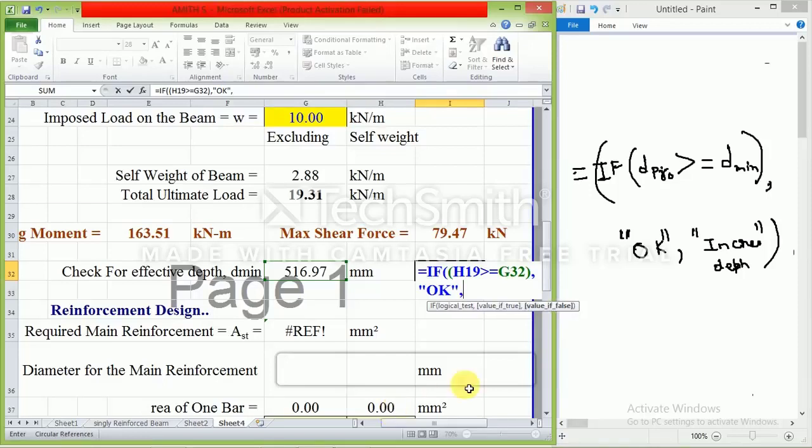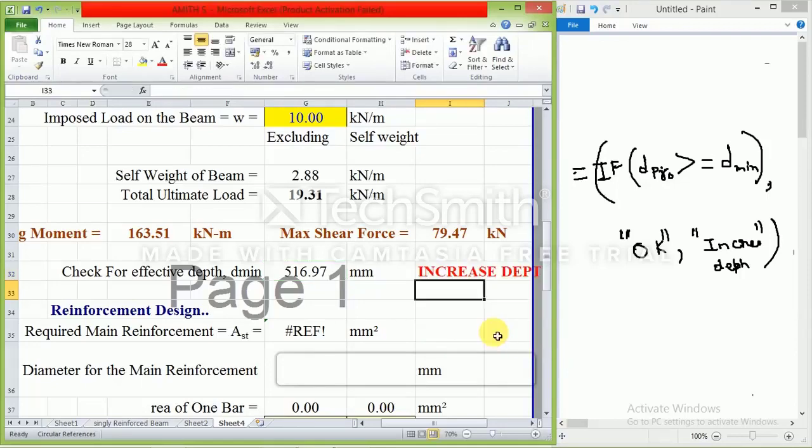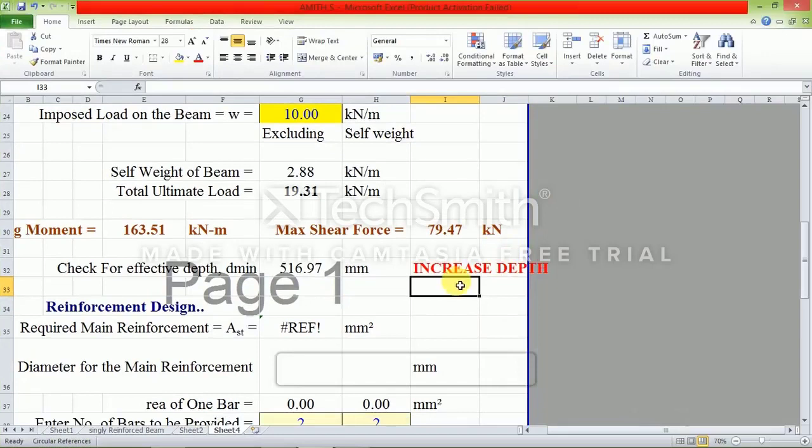Again a comma. If this condition isn't satisfied, then it should show an error report in inverted commas: increase depth. I am closing a bracket and giving enter. See, this is the beauty of the topic. It is showing increase depth. The structure is not safe. The error message is increase depth.